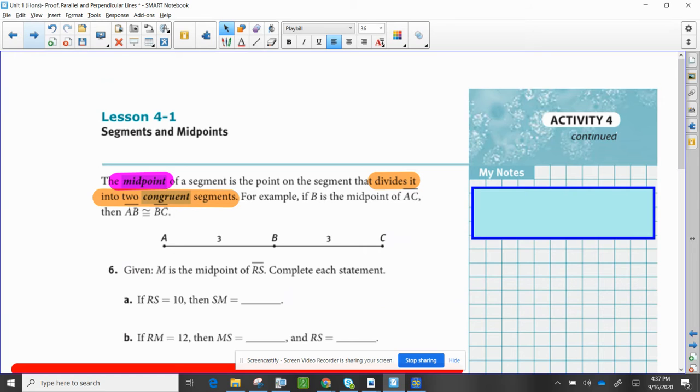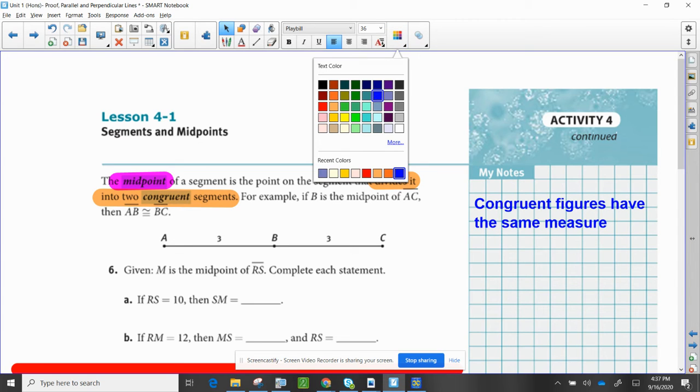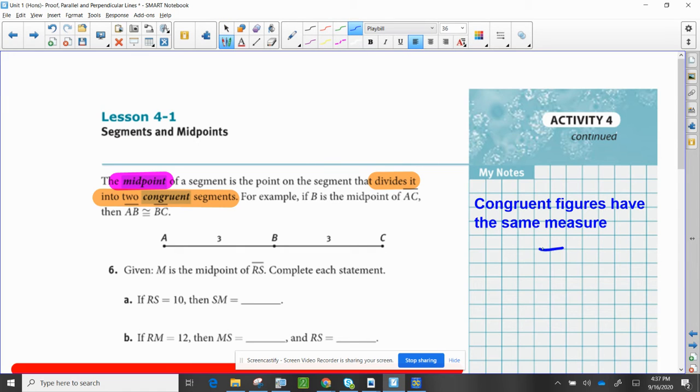So let's continue on and show how we use it with midpoint. So a new vocab word here. The midpoint of a segment is the point on the segment that divides it into two congruent segments. Okay, so really quick, congruent, in case you didn't know, congruent figures have the same measure. So if it cuts it into two congruent segments, that means two equal segments. And a lot of times for congruent, we will use this symbol, an equal sign with a little squiggle above it, which they show here. So that's what that means moving forward.